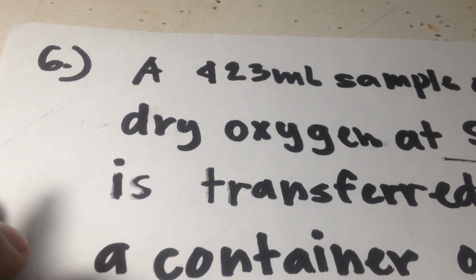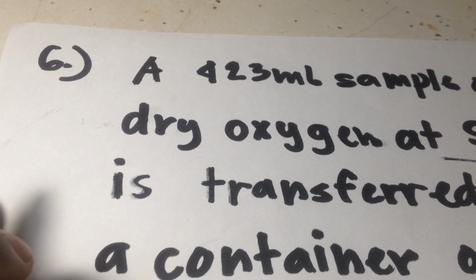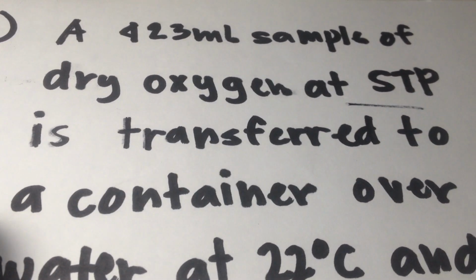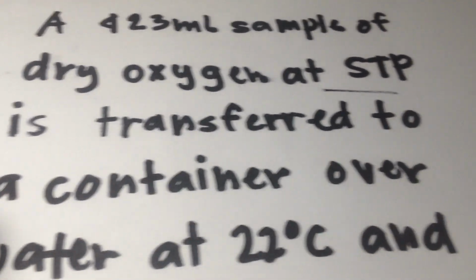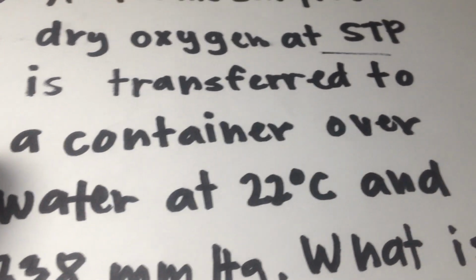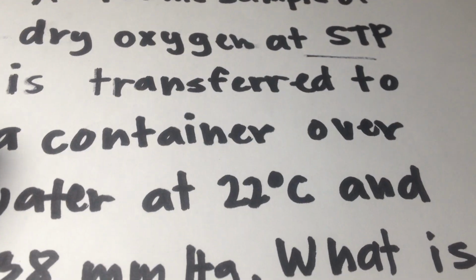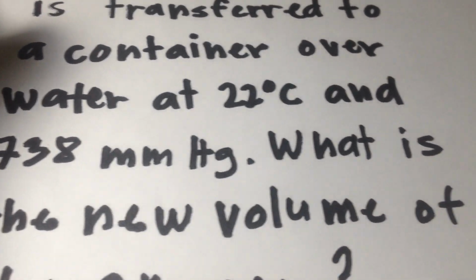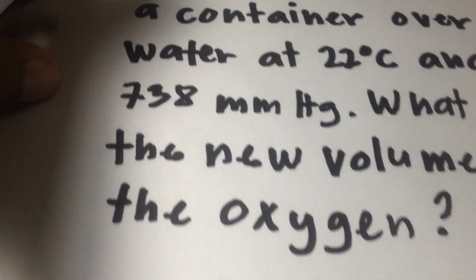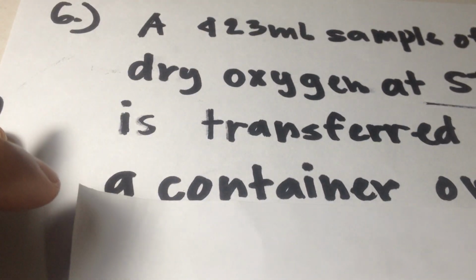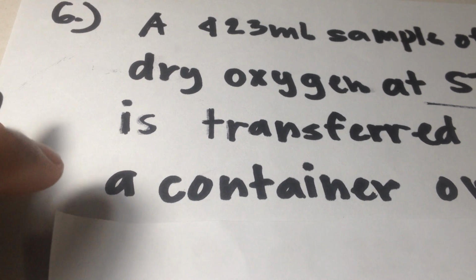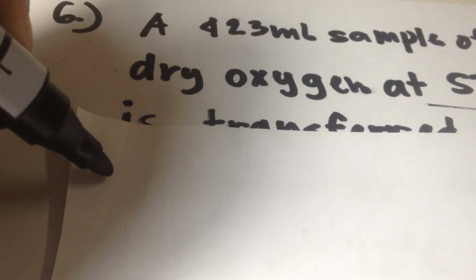Hello everyone, let's continue with number 6. A 423 ml sample of dry oxygen at STP is transferred to a container over water at 22 degrees Celsius and 738 millimeters of mercury. What is the new volume of the oxygen? This problem uses Dalton's law of partial pressure and the combined gas law. So this is number 6.